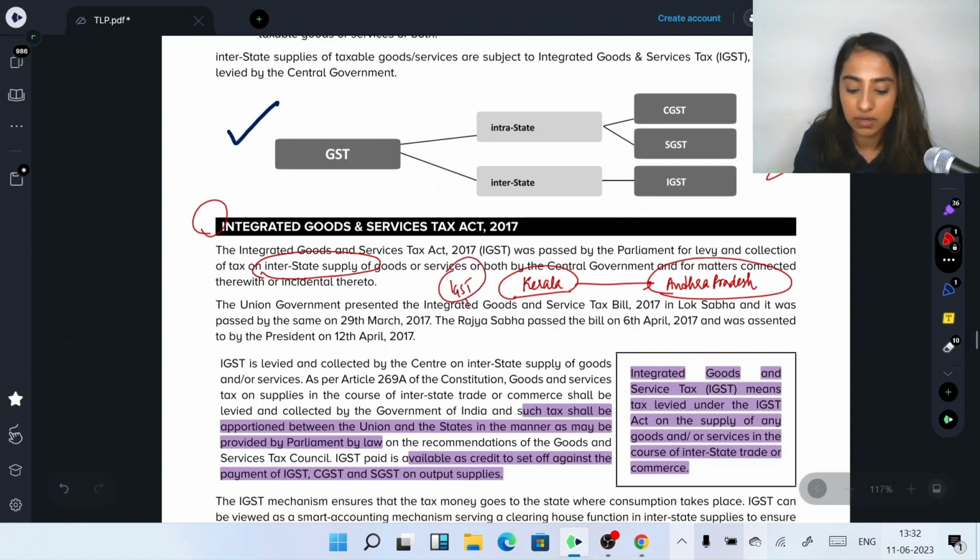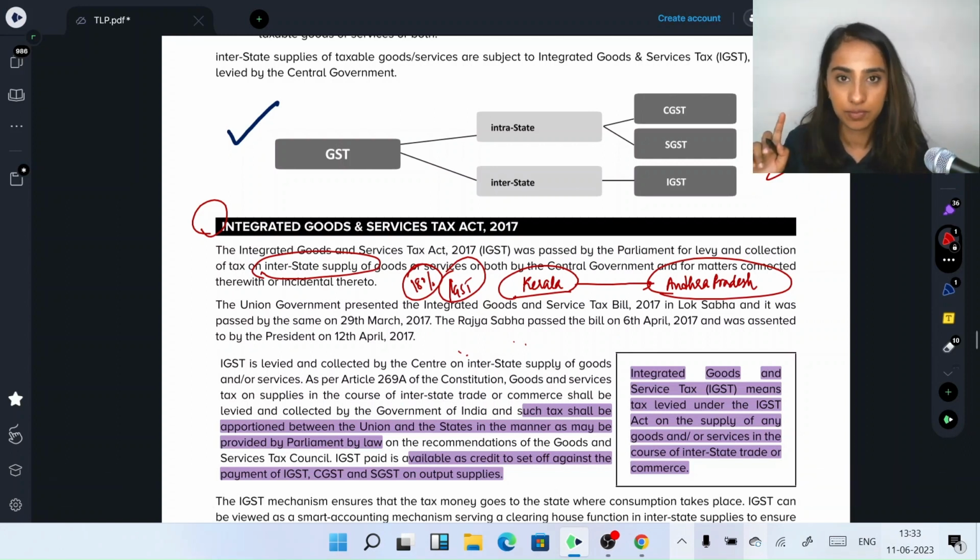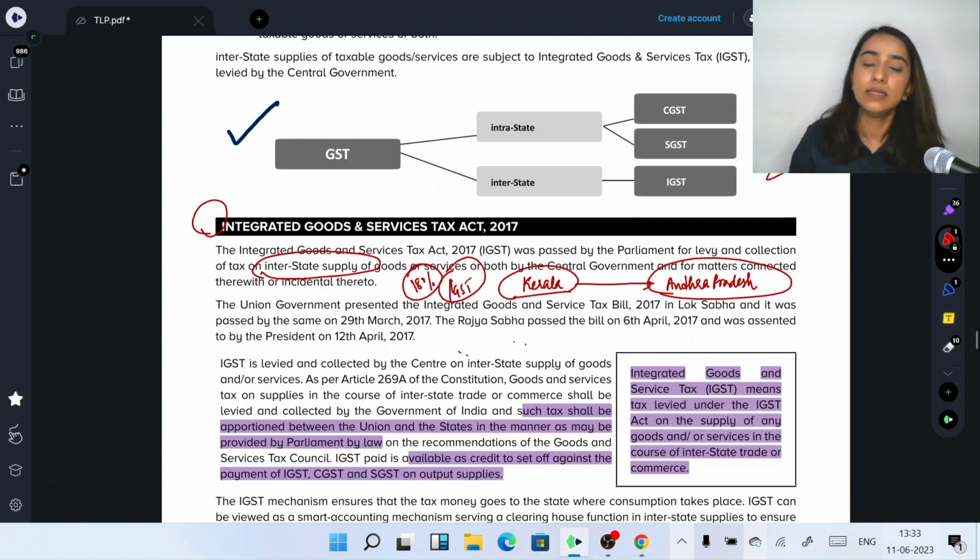Now don't ask me whether integrated goods and services tax will consist of CGST and SGST. Yes, most likely yes, because if this is 18%, IGST will be the whole 18%. If it's CGST and SGST, it will be 9% each. Okay, got it? IGST is only one rate, applied when the supply is to a state that is beyond the territories of your state.